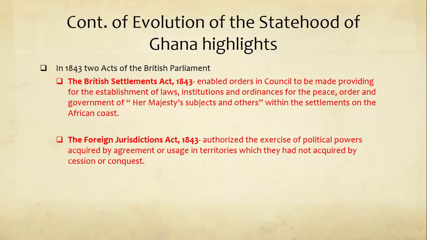The second reason was that the merchants were refusing to pay ground rent to the traditional owners of the land on which the forts and settlements had been built. And the British administration's reason for refusing to pay the ground rent to the traditional authorities was that they thought they had acquired freehold or allodial title to this land as a result of the British victory over the Ashantis in the Battle of Dodowa in 1826.